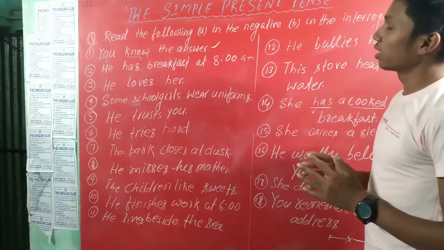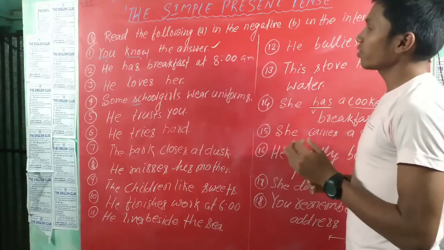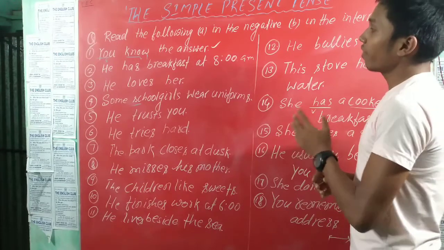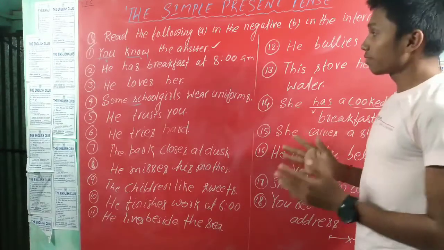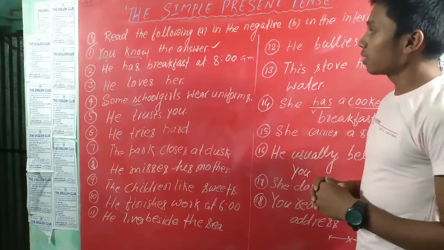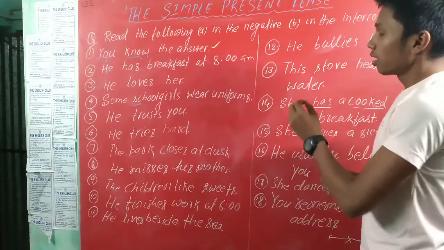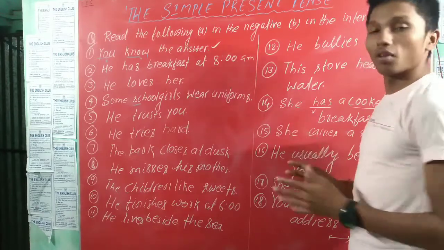You know the answer. You do not know the answer. Do you know the answer? He has breakfast at 8 a.m. He does not have breakfast at 8 a.m. Does he have breakfast at 8 a.m.? He loves her. He does not love her. Does he love her? Some schoolgirls wear uniforms. Some schoolgirls do not wear uniforms. Do some schoolgirls wear uniforms?